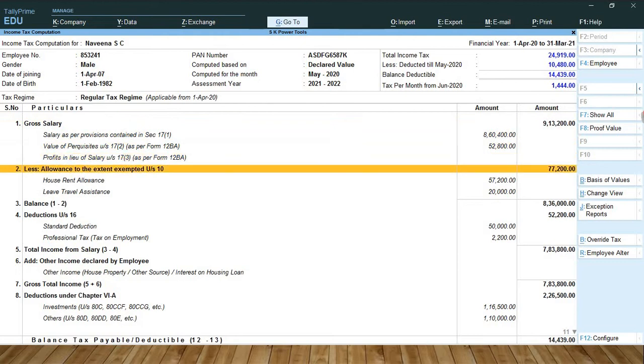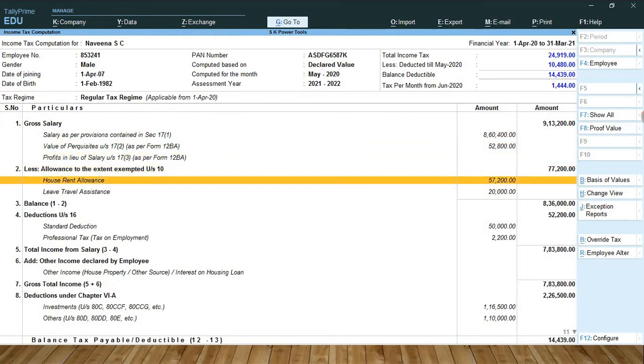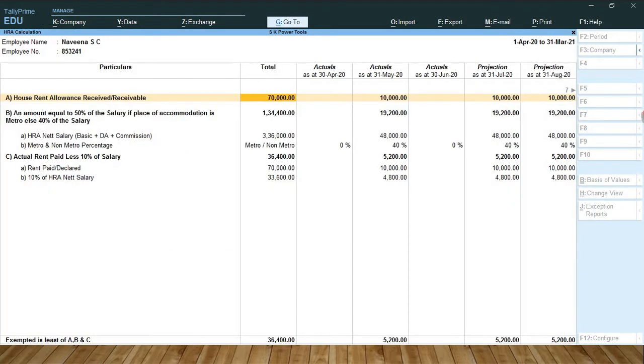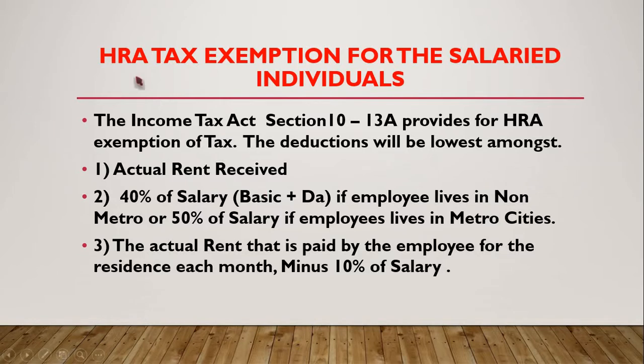Come to the less allowances to the extent exempted under section 10. So house rent allowances. The total annual exemption is 57,200. Press it. Per month 5,200. So how to calculate this?